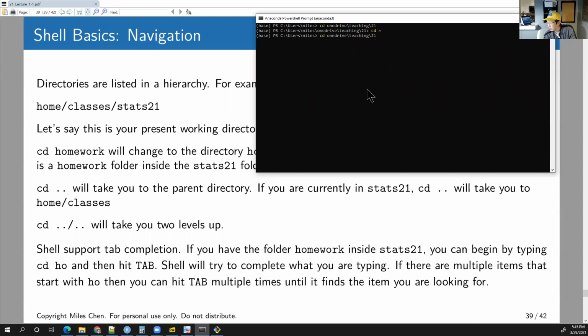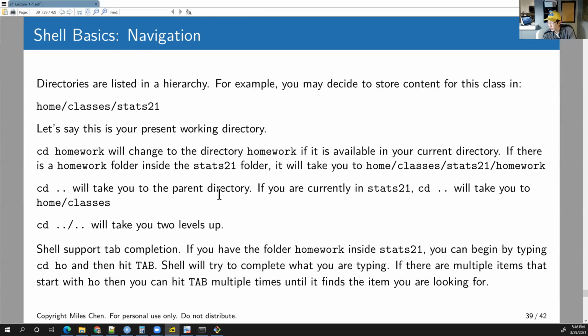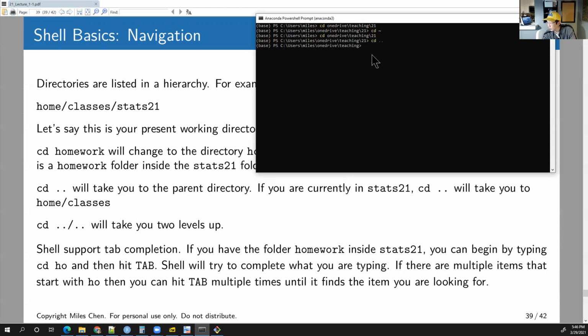Okay. And so directories are stored in some kind of hierarchy. So here I'm going to go back to my folder, OneDrive/teaching/21. Okay, and so this is the directory that I use for this class. And if I want to go back up a directory, I can do cd .. Okay, cd .. takes you to the parent directory. So I can do cd .. and we can see my path changes from inside the 21 directory, which is inside teaching. cd .. takes me back up to the teaching directory. Okay, and if I do cd .. again, it takes me to the OneDrive directory. cd .. takes me up higher, right?